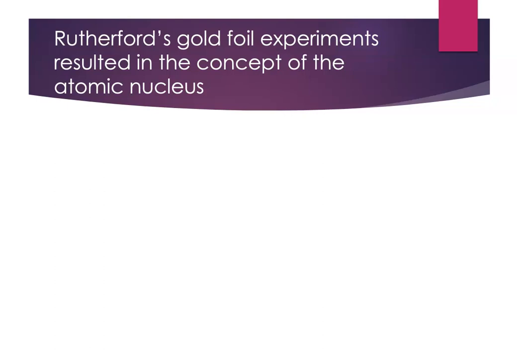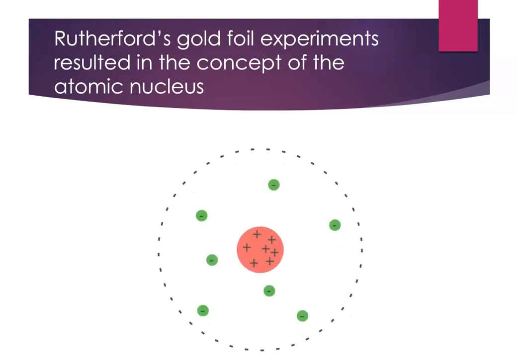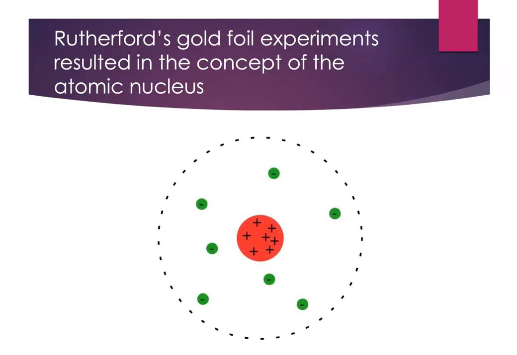So, big picture here. Rutherford's gold foil experiments resulted in the concept of an atomic nucleus, the nuclear atom. So, nuclear charge focused in the center, electrons outside. This picture is not to scale, by the way, right? The nucleus is very tiny compared to the volume of the atom, but the idea of the arrangement, the protons and the neutrons in the nucleus and electrons outside. So this is a good stopping point. We're going to end here.